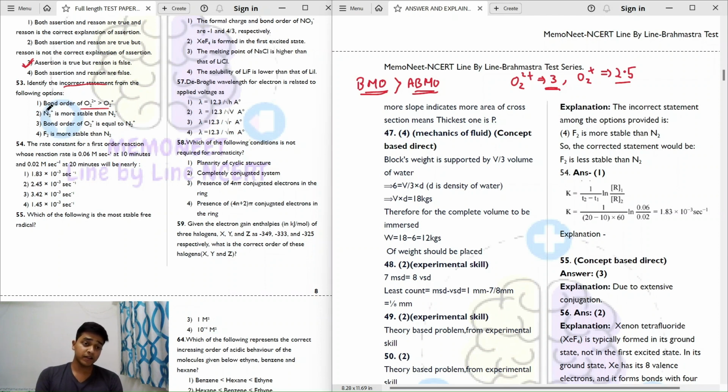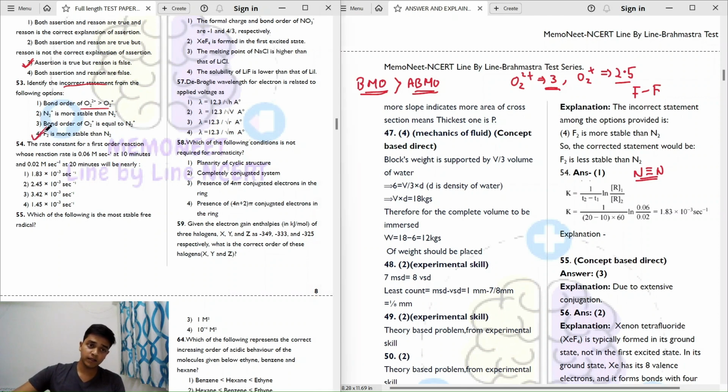If we take a look at statement 3, it says bond order of O2+ is equal to N2+. So this is also a correct statement. Both of them have a bond order equal to 2.5. And statement 4 says F2 is more stable than N2. In a fluorine molecule, we have a single bond between two fluorine atoms. The bond order is 1. Whereas in N2, the atoms are bonded with a triple bond. A triple bond is more difficult to break, and that makes nitrogen more stable as compared to the F2 molecule. So statement 4 will be our answer.